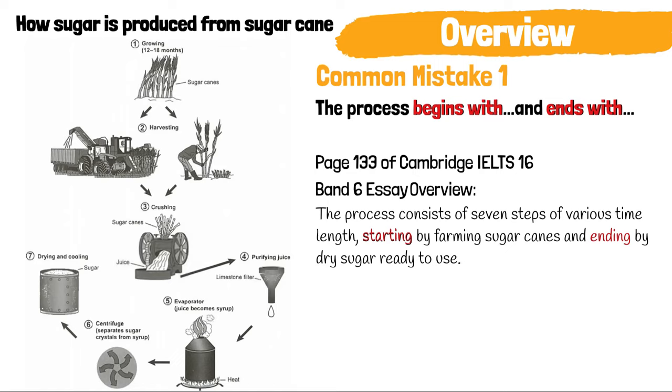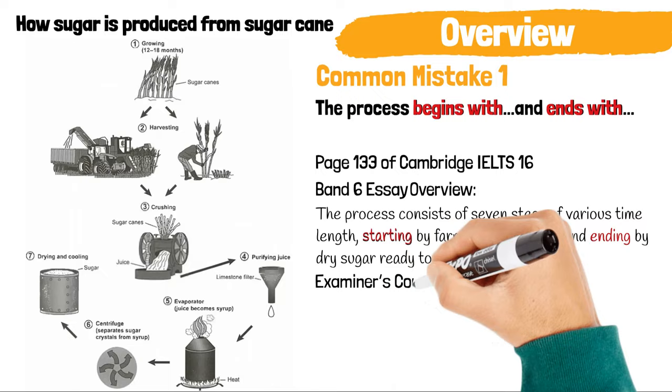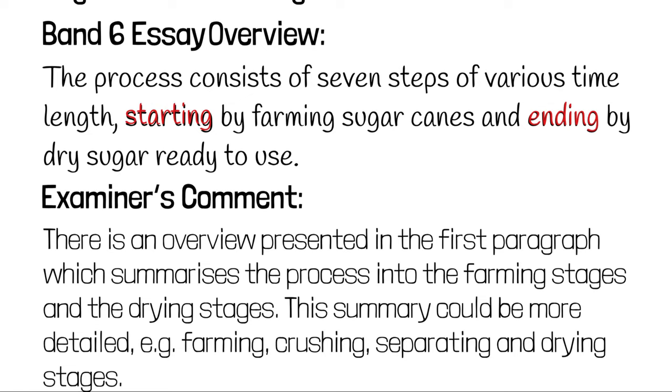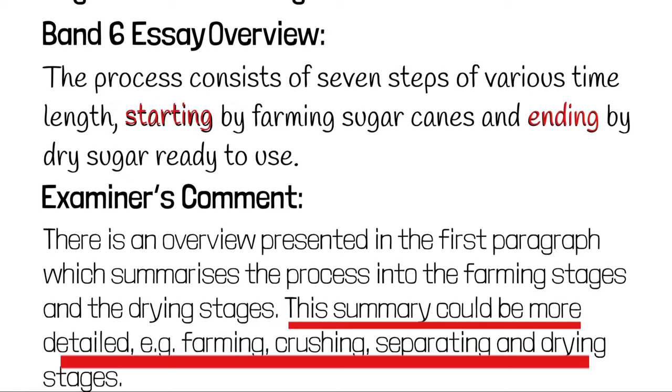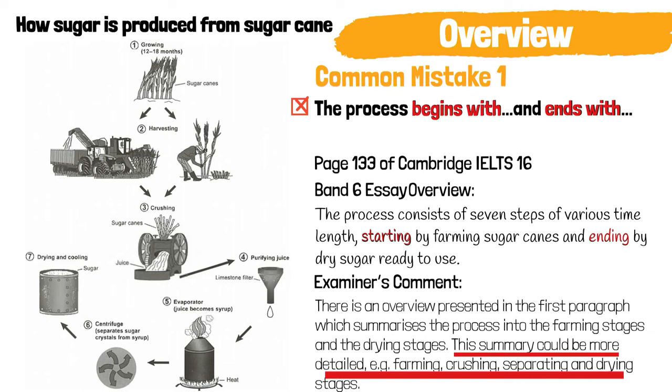Now let's look at the examiner's comment. There's an overview presented in the first paragraph which summarizes the process into the farming stages and the drying stages. This summary could be more detailed, for example, farming, crushing, separating, and drying stages. That is to say, only stating the first and the last stages is not enough. It's better to include all the main stages of the process in your overview.